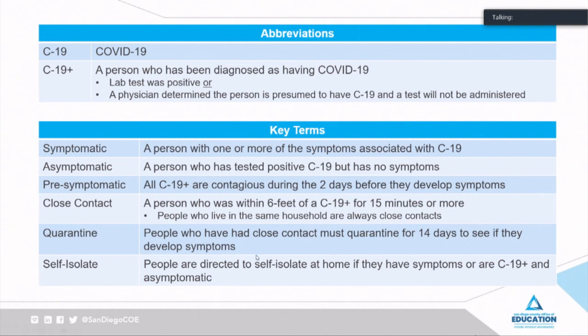Quarantine is for people who have had close contact. Those people must quarantine for 14 days to see if they develop symptoms. And then if they do develop symptoms, they would be required to self-isolate. So people who are showing symptoms must self-isolate at home for a number of days, and we're going to go deeper into that. They will also self-isolate if they've been diagnosed or they've tested positive for COVID-19 and they are not showing symptoms yet.